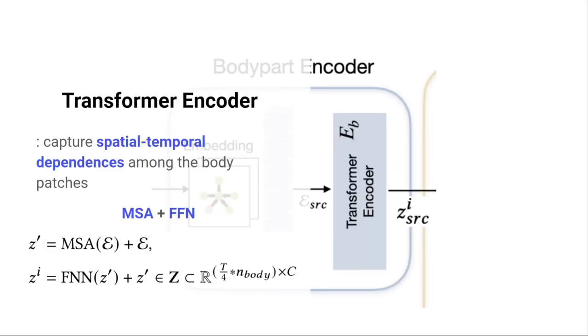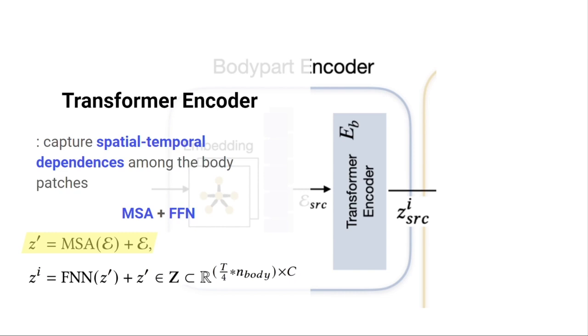parameters. This calculated sequential feature embedding is then sent to transformer encoder, which is used to capture spatial temporal dependencies among the body patches, learning how different parts of the body move in relation to each other over time. The transformer encoder consists of multiple layers, each with a multi-head self-attention module and a feed-forward network.